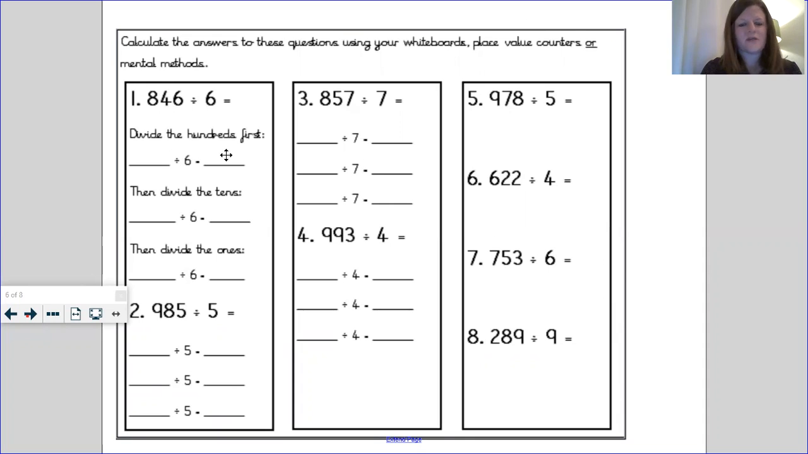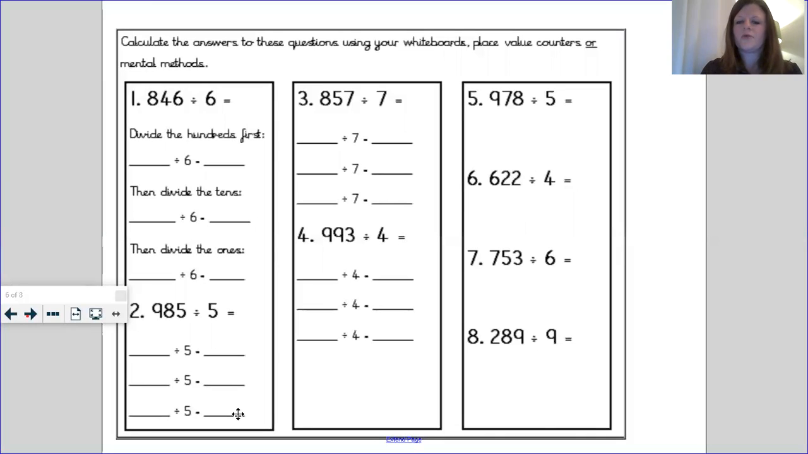I want you to divide the hundreds first, then the tens, and then the ones, and then put it together. Think about, does it have a remainder? 985 divided by 5, group divide, share out the hundreds, tens, and then ones. Think, does it have an exchange? Does it have a remainder?